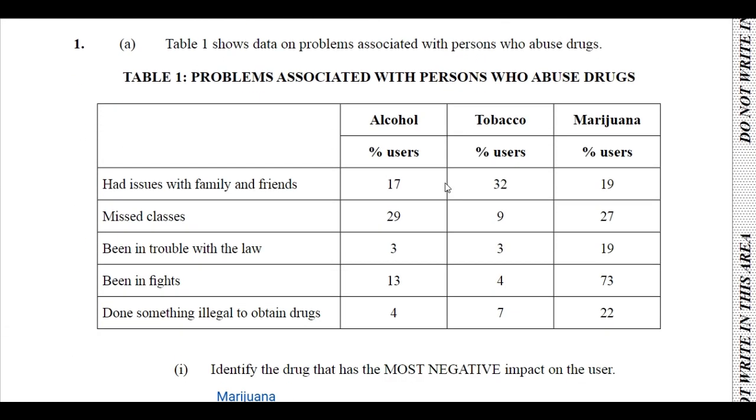Question 1. Table 1 shows data on problems associated with persons who abuse drugs. So let's see what the table is showing us. Now, as I always tell my students, whenever you are faced with a table, diagram, graph, anything that has a decent amount of information presented that's not text, you should take the time to analyze it first, go through it, make sure you understand what's in front of you before you jump to the questions.